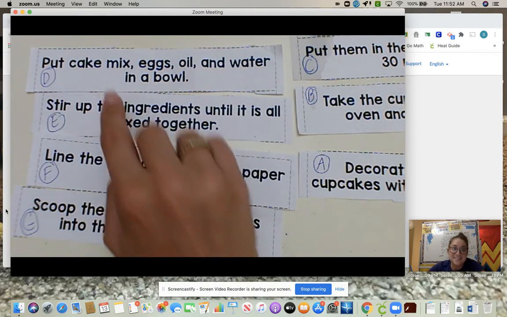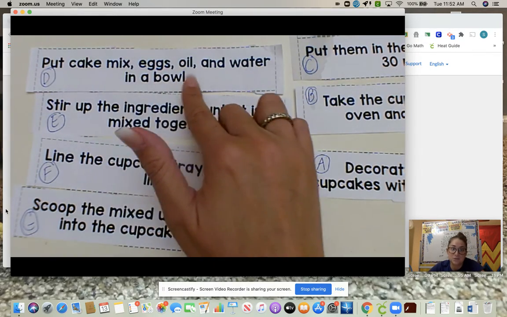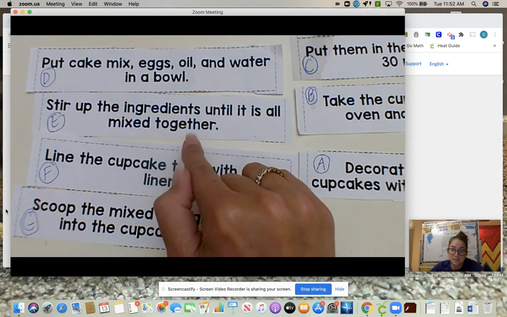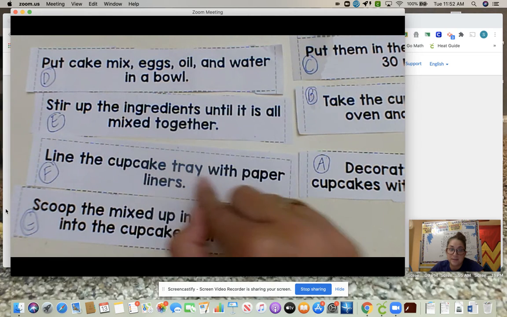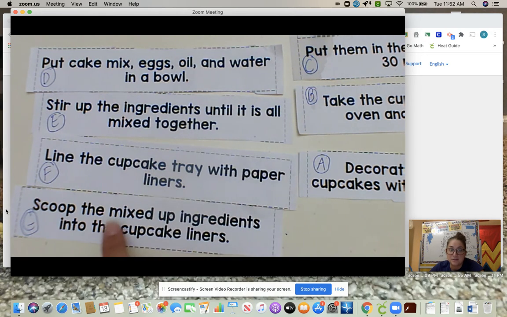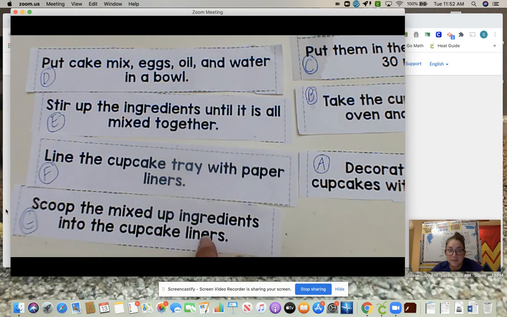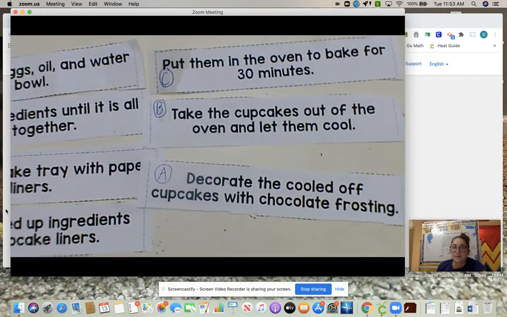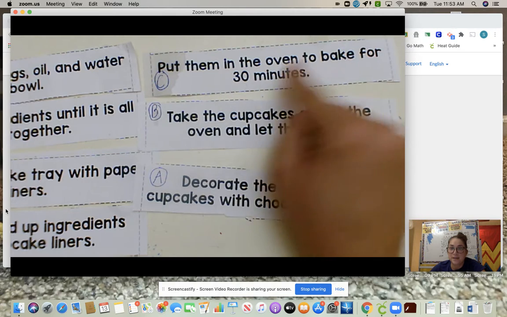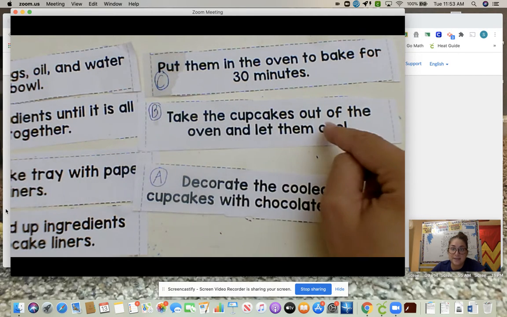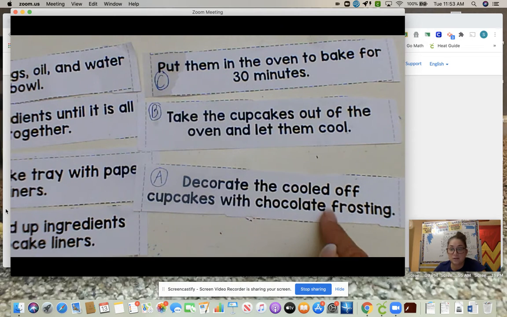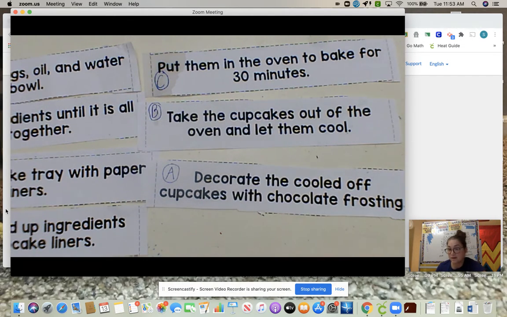They helped me decide you put cake mix, eggs, oil, and water in a bowl. Then you stir up the ingredients until it is all mixed together. You line the cupcake tray with paper liners. Then you scoop the mixed up ingredients into the cupcake liners. Next, you put them in the oven to bake for 30 minutes. You take the cupcakes out of the oven and let them cool. Then you decorate the cooled off cupcakes with chocolate frosting. So they helped me put this in order, and I had a worksheet that they helped me fill out.